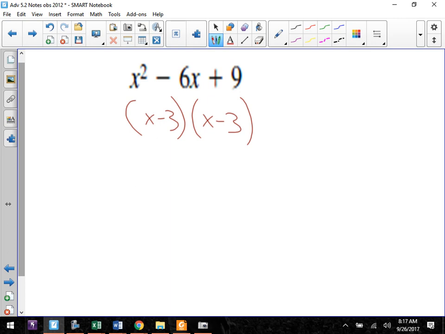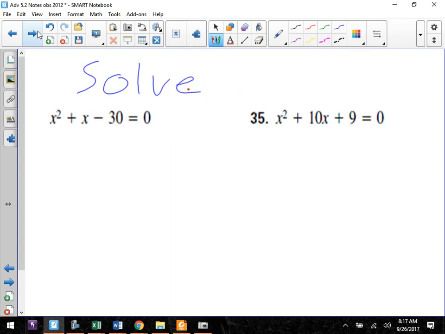There are rules for some of the special patterns like that, but I find that it's much easier just to write it out without doing the special patterns. We'll get to special patterns when we have cubics and things like that later. Okay? Take a minute. Get your zeros, please.